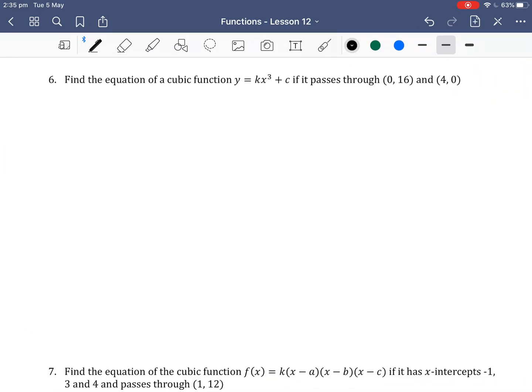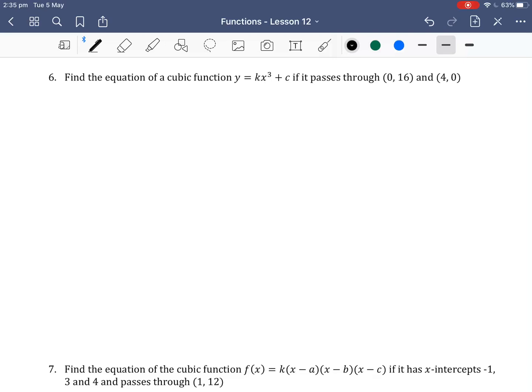And finally, moving on to example 6, we want to find the equation of a cubic function, y equals k x cubed plus c, if it passes through the points 0, 16 and 4, 0. Last lesson we did this but with quadratics. So when we did it with quadratics, we said whichever one has an x value of 0, we sub that one in first. So 0, 16 has an x value of 0. So we're going to sub that in first to find out what our constant is, our c value, before finding out what our equation is.